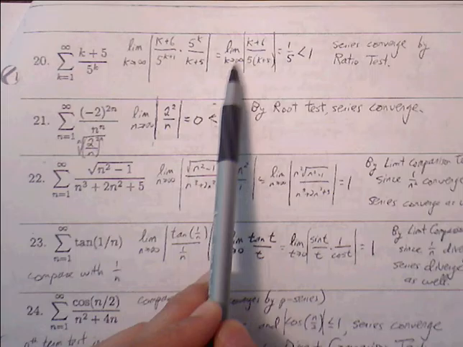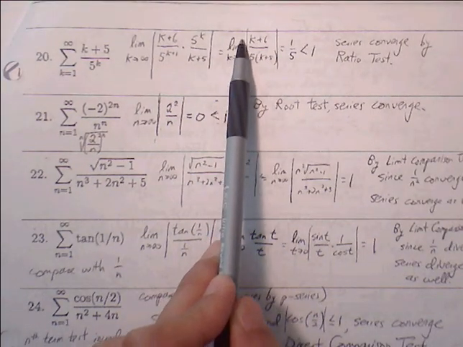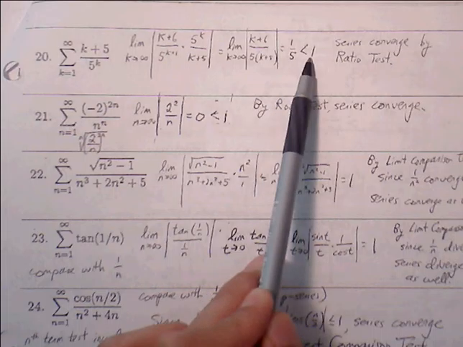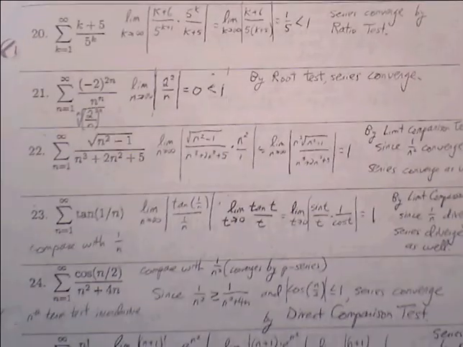As k approaches infinity, we simply look at the leading coefficients. We get 1/5. 1/5 is less than 1. Therefore, the series will converge by the ratio test.